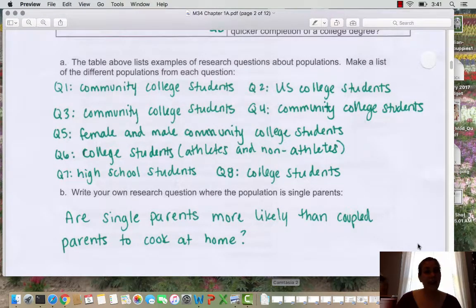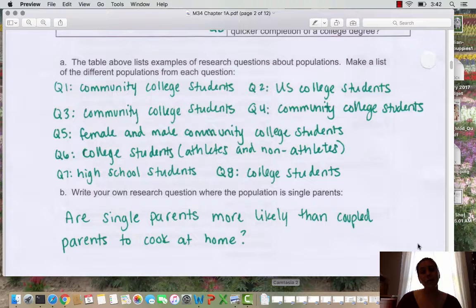So A here is asking us to make a list of all the populations in these different research questions. So question 1, the population is community college students. That's the bigger group that we're trying to hypothesize about. Question 2, the population is U.S. college students. Question 3, community college students again. Question 4 is also community college students. Question 5, they're comparing female and male community college students, so that's where they're treating them as two populations. Similarly, in question 6, it's two populations of college students, athletes and non-athletes. Question 7 asked about high school students, and question 8 asked about college students.